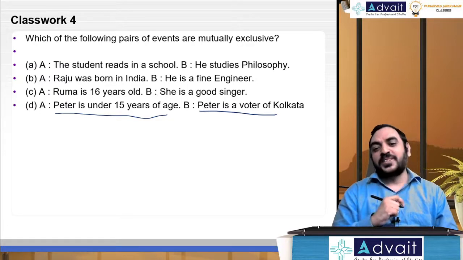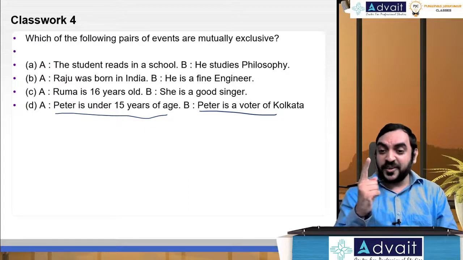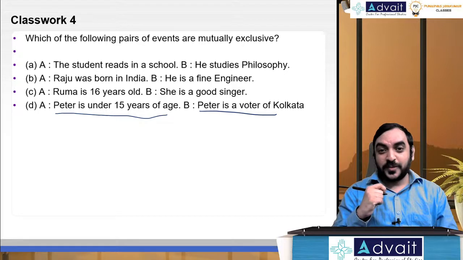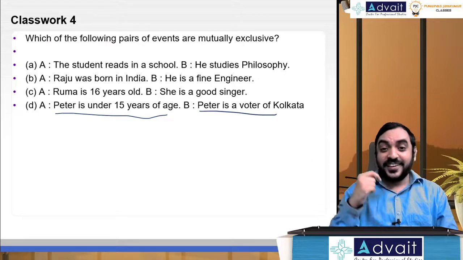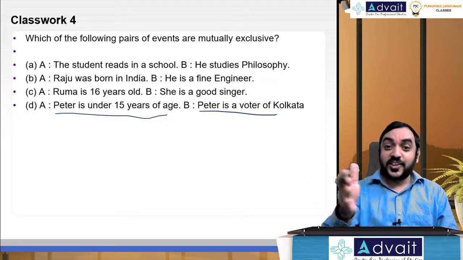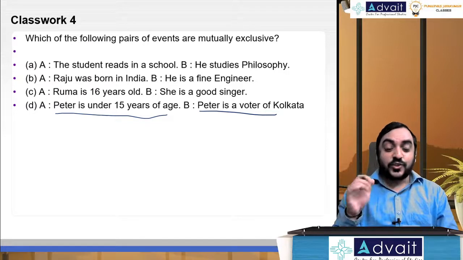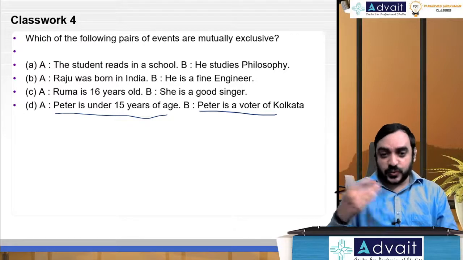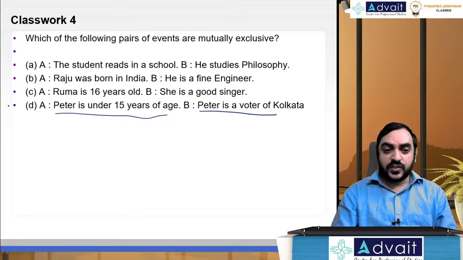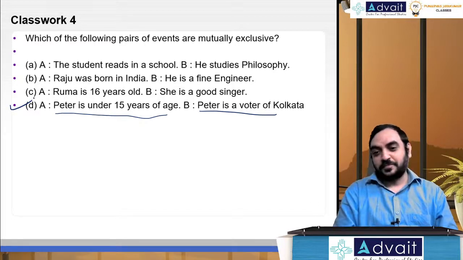This cannot happen simultaneously because to be a voter, you have to be at least 18 years. But for you to get married, for a boy, 21 years. Basically, it tells you you need more maturity to handle the marriage rather than the country. Anyway, so under 15 years of age as well as voter, both cannot happen simultaneously. Therefore, it is option D.